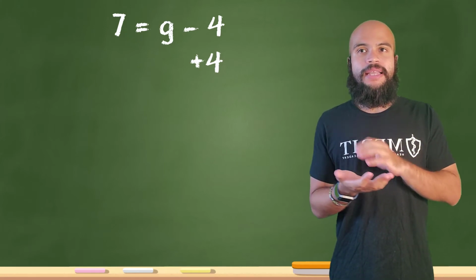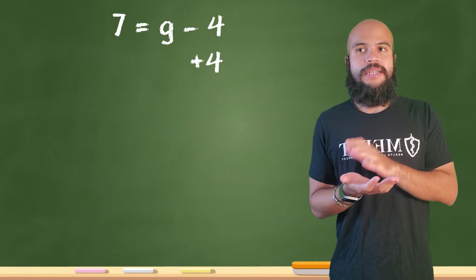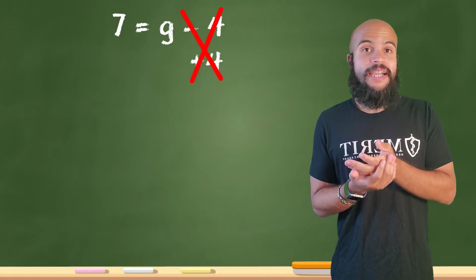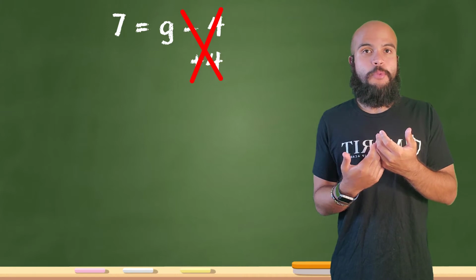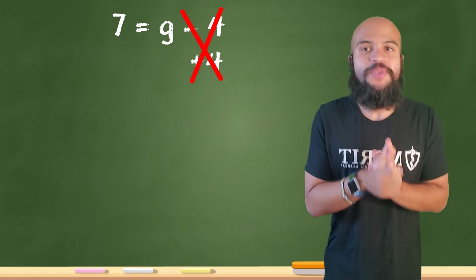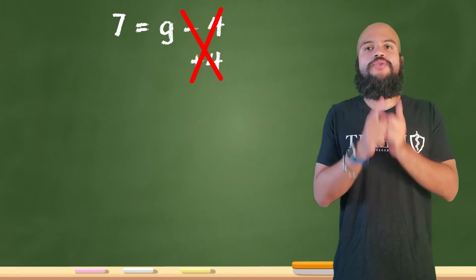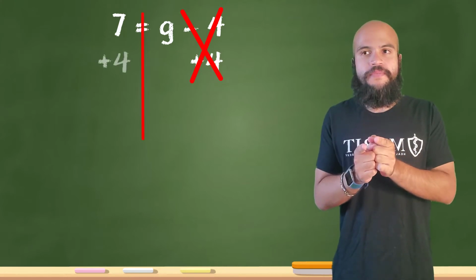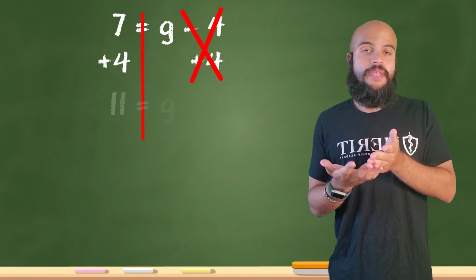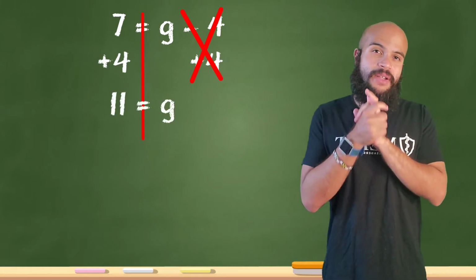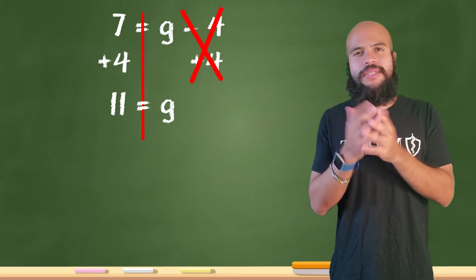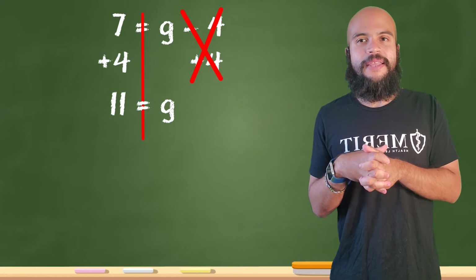So once we apply this inverse operation, negative 4 plus 4 results in a sum of 0. So that gets rid of that negative 4, which isolates g, which is good, right? That's our goal. But remember, we're not done because we have to do the exact same thing to the other side of the equation. 7 plus 4 gets 11. Therefore, you end up with an equation of 11 equals g, or g equals 11. You can just switch that around. It means the same exact thing.